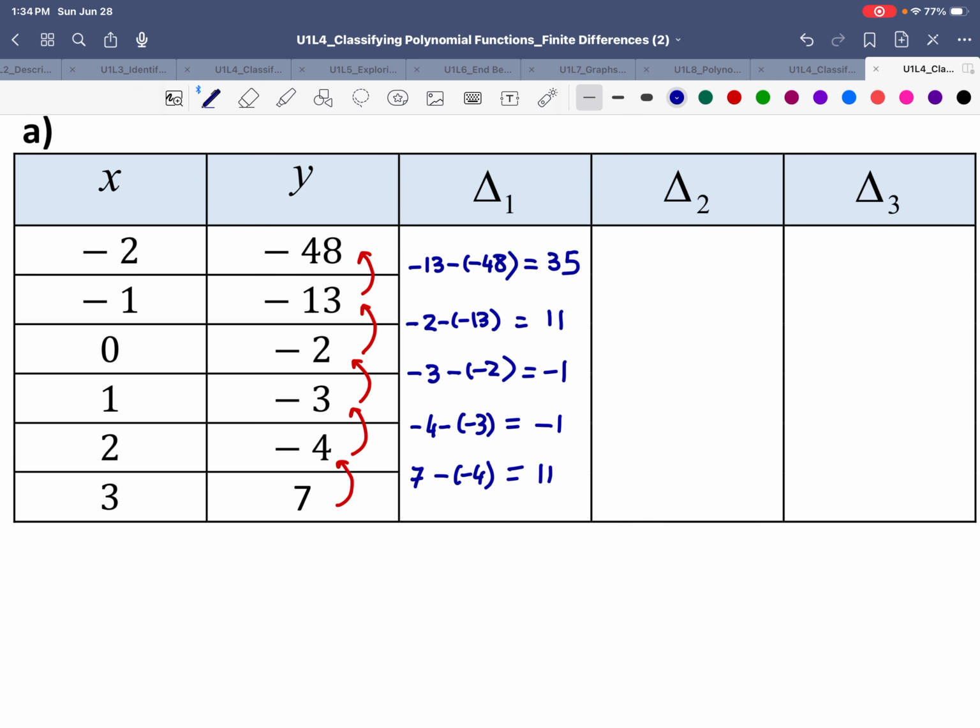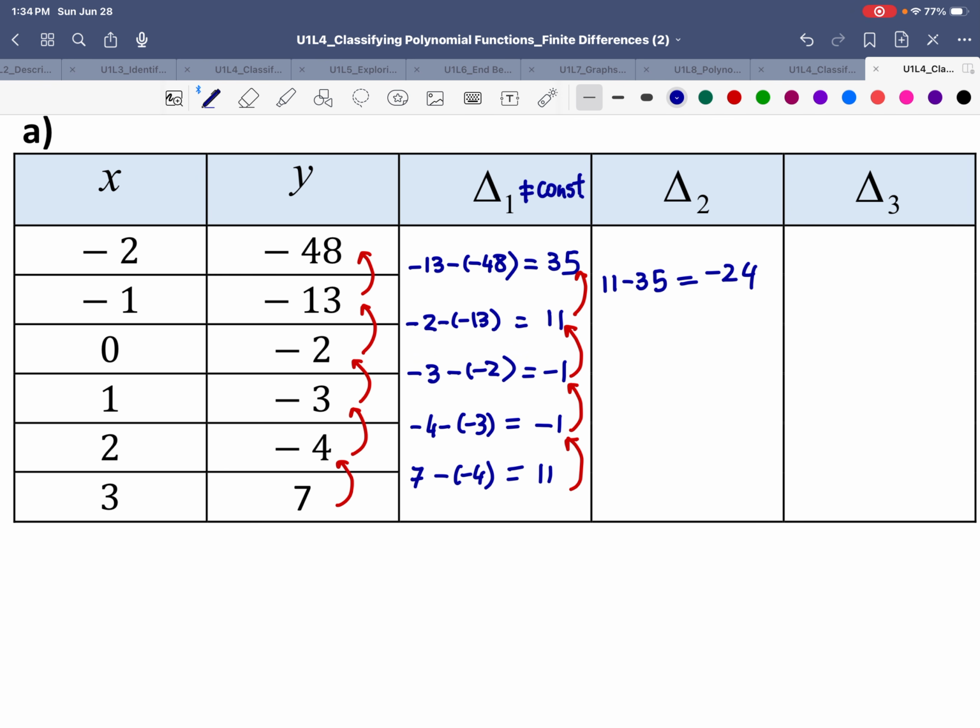Now, obviously, the first differences are not constant, which tells us that this is not a linear function. So we'll continue with the second differences. So 11 minus 35, negative 1 minus 11, negative 1 minus negative 1, and 11 minus negative 1. Let's see how this works. So we have 11 minus 35, and 11 minus 35 will give negative 24.